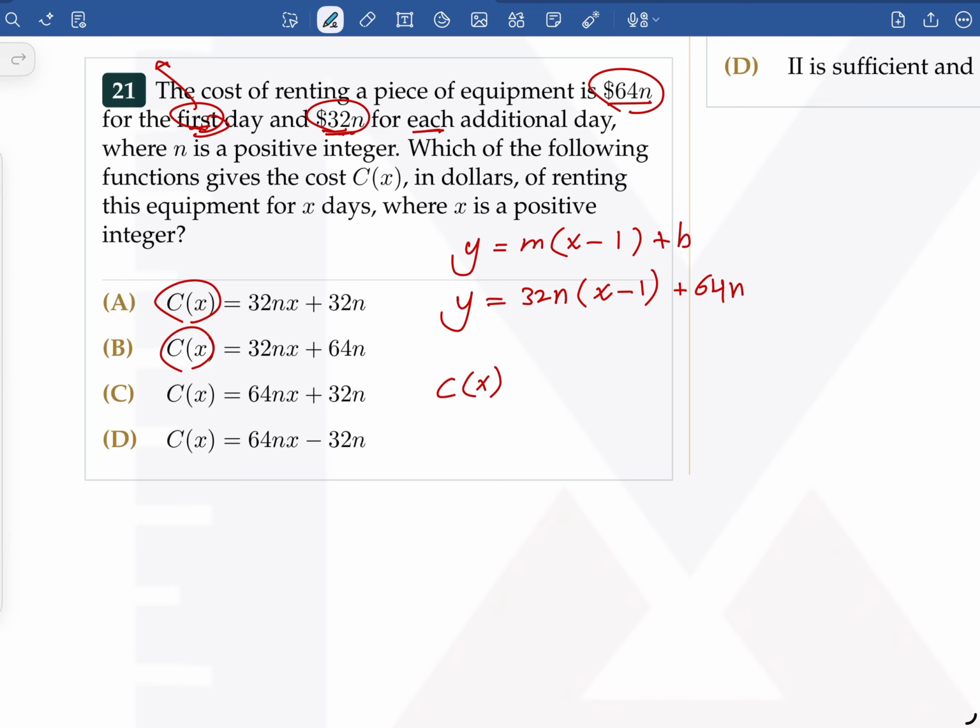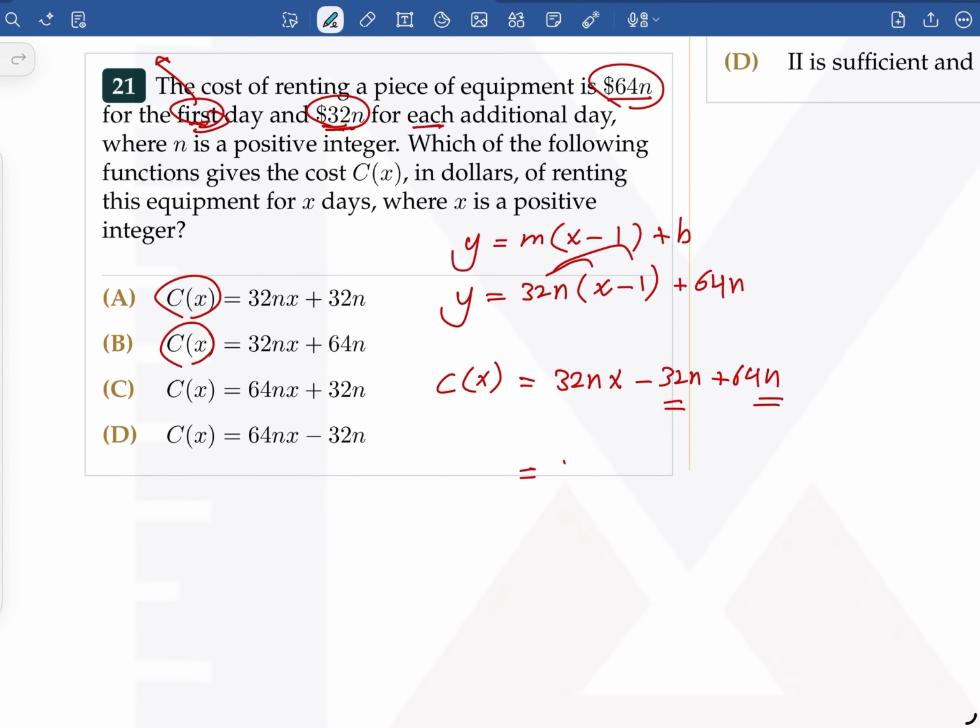So no problem, c of x is equal to, just distribute this. 32n times x is 32nx, minus 32n times 1 is 32n, and then plus 64n. These are like terms to be combined. So 32nx minus 32n plus 64n is plus 32n. This is our answer, which is letter A. 32nx plus 32n, letter A.